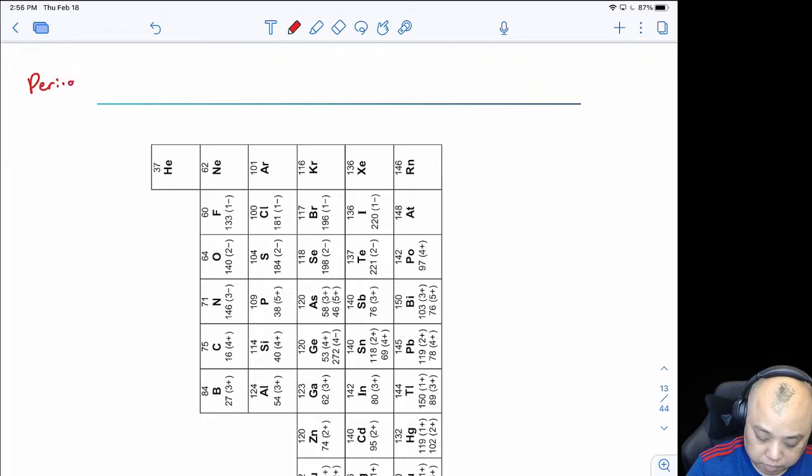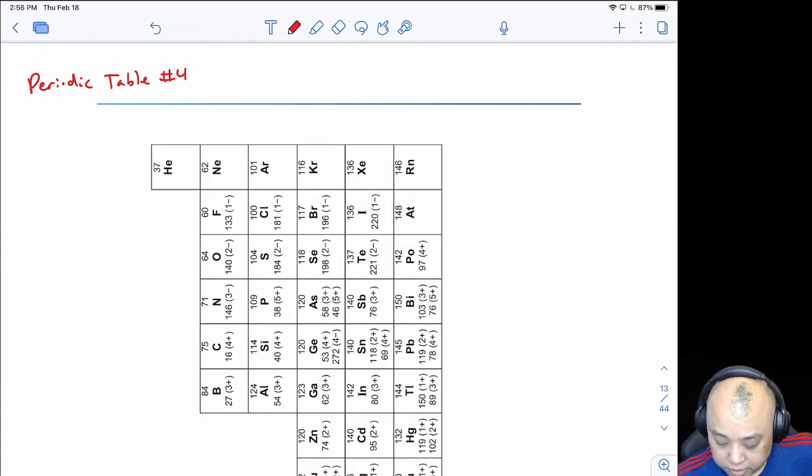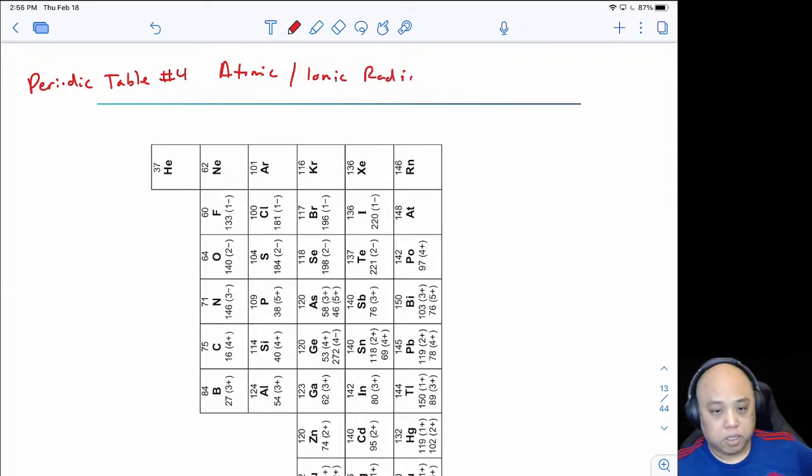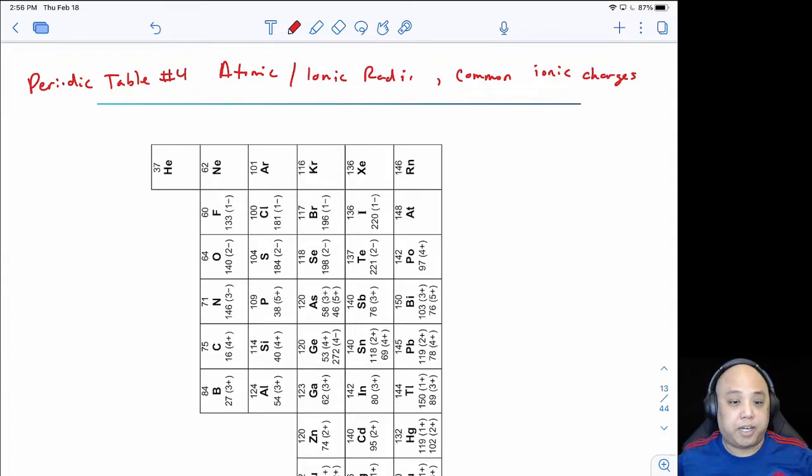Last periodic table. Okay, this has to do with atomic and ionic radii and common ionic charges. So this table is either A, used for comparing the size of radii and stuff like that, or B, identifying what the common charges of these ions are so that we can use them to make formulas.